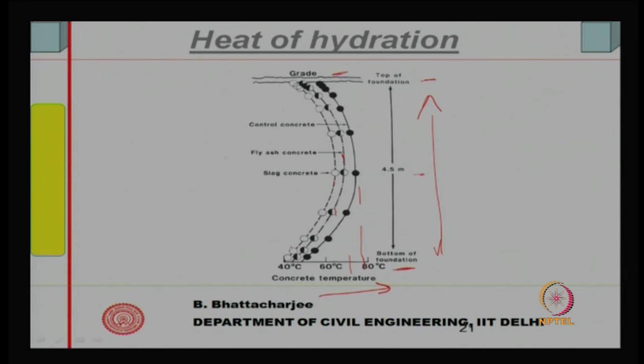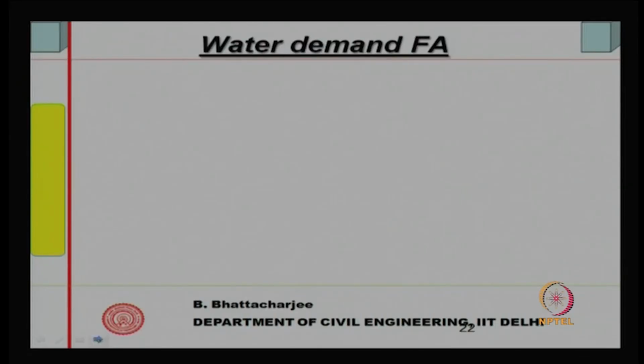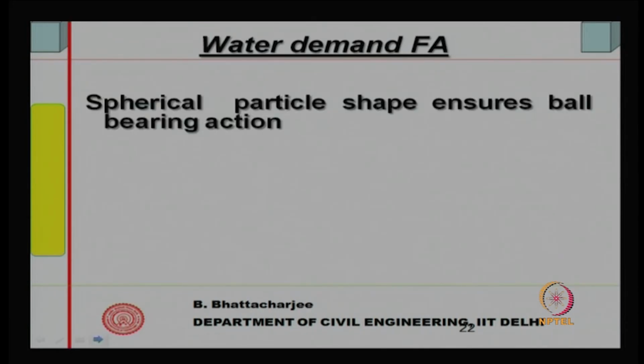So, generally the temperature at the center is maximum, because dissipation will take place from here, dissipation will also take place to the ground, but the center temperature rise is maximum. In this particular experimental result as shown, the slag shows the least temperature followed by fly ash, and control concrete shows the maximum temperature. So, as you can see, they really reduce the heat of hydration, both slag as well as fly ash. Setting is not adversely affected, but heat of hydration is reduced by use of these particular materials.